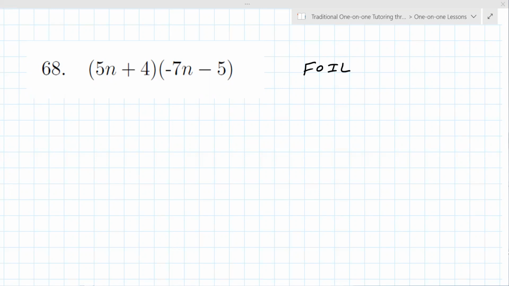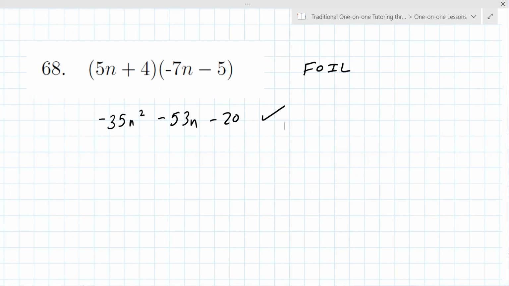Okay, I got it. All right, hang on just a second. I'm going to look at the answer here for you. Okay, go ahead and tell me. Negative 35n squared minus 53n minus 20. Good. Okay, so your FOILing is good.